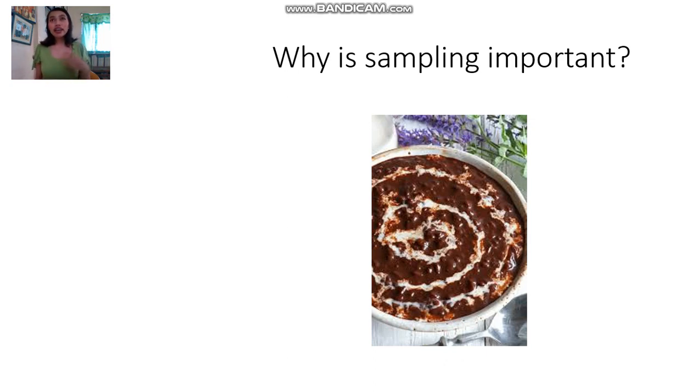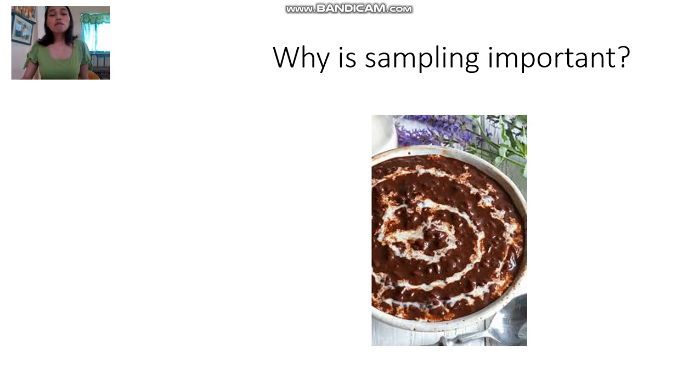And on the other hand, if you want to go to the hospital and you want to run a blood test, only a sample of your blood is tested, not the entire blood. So that's impossible. So that's how important sampling is.